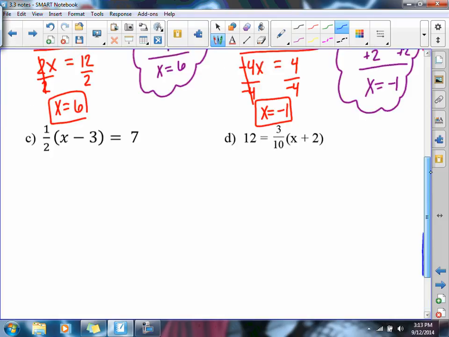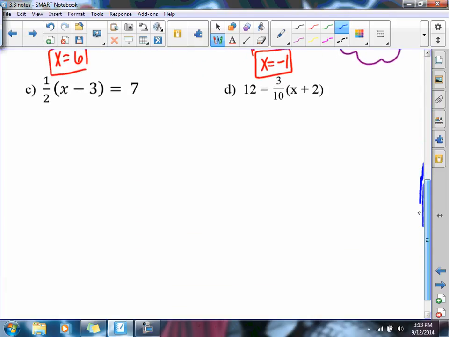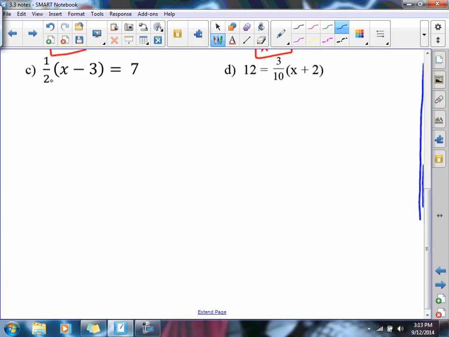And remember, it's kind of like what I did up here in the little purple bubbles. I had a 2 out front of the parentheses in part A, so it was 2 times whatever was in the parentheses, so I divided. And that's the same thing that's happening here. I have a 1/2 times the stuff in the parentheses. So I want to divide by the 1/2, but I don't divide by a fraction. I multiply by the reciprocal. So I'm going to multiply by a 2 over 1.